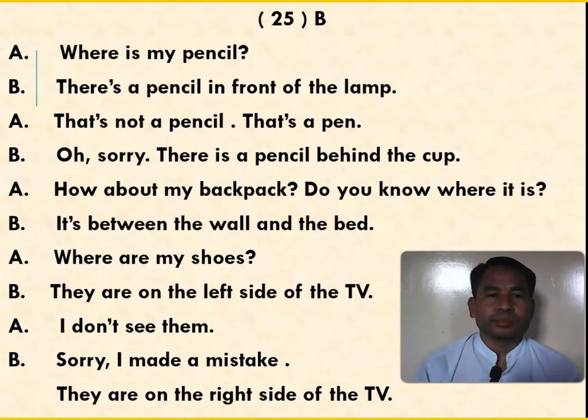Where is my pencil? There's a pencil in front of the lamp. That's not a pencil. That's a pen. Oh, sorry. There is a pencil behind the cap. How about my backpack? Do you know where it is? It's between the wall and the bed. Where are my shoes? They are on the left side of the TV. I don't see them. Sorry, I made a mistake. They are on the right side of the TV.